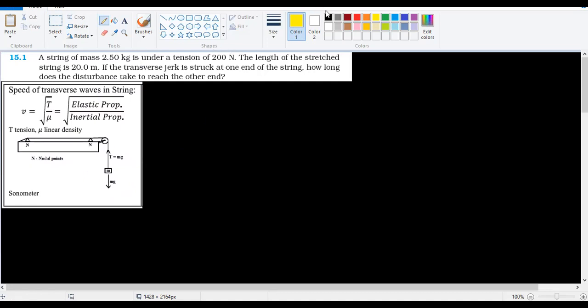So tension is given. They have given the length of the string and they have given the mass. What is mu? Mu is linear density. What do you mean by linear density? Mass by length. So mass is 2.5 kg divided by length, 20 meters. So do the math, you'll be getting 0.125 kg per meter. So it means you know the mu. If you do the math, you'll be getting the velocity.